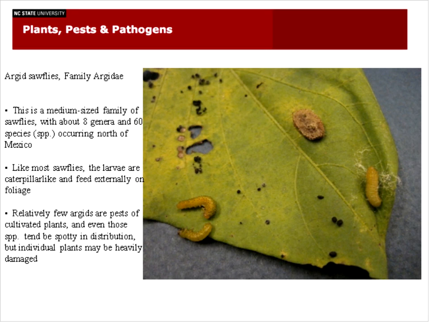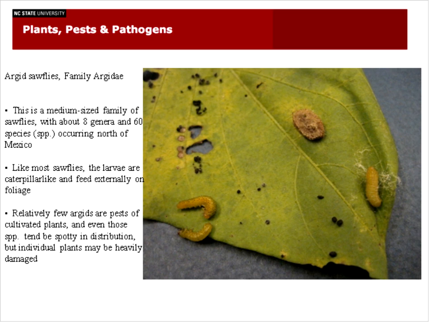Okay, this particular group, the Argid sawflies, family Argidae, is a group most people have heard very little about because relatively few of them are of economic importance. It's a medium-sized group here in the United States, about 8 genera and 60 species occurring north of Mexico, but a much more diverse group in the tropics.